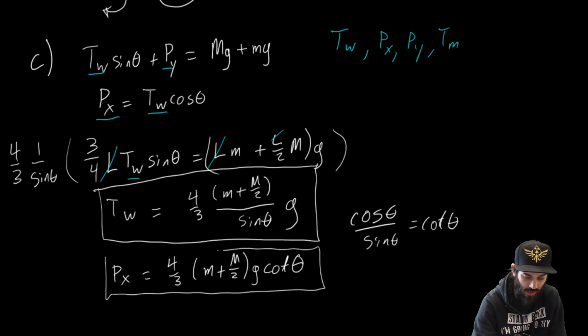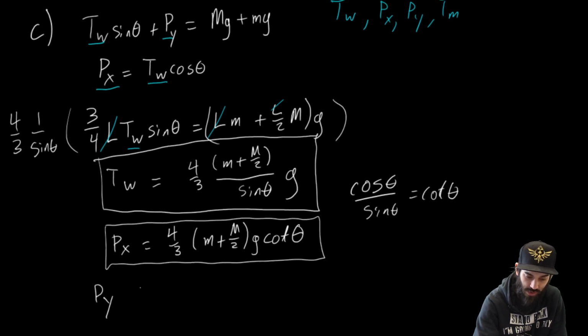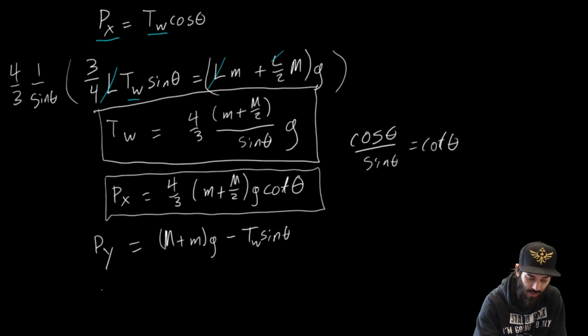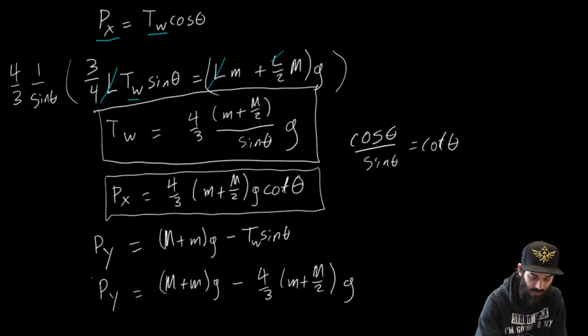So I have p sub x. The last one that we need is p sub y. So p sub y, we can rearrange so p sub y is by itself, is going to be equal to capital M plus lowercase m times g minus t times sine of theta. This is t sub w. And then we can just take t sub w and plug it in here. So this is going to say that p sub y is going to be equal to capital M plus lowercase m times g minus 4/3 times lowercase m plus capital M divided by 2 times g. And the sine of theta here cancels the one there. And that's the last one.